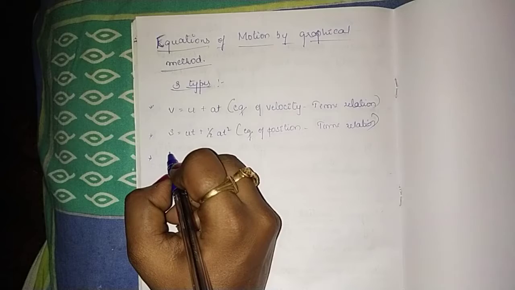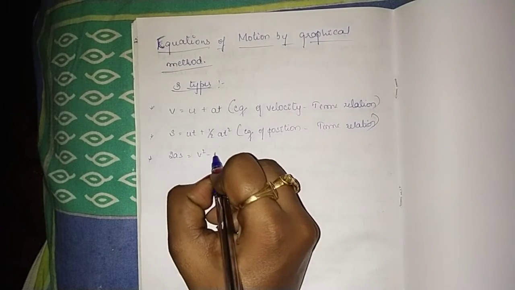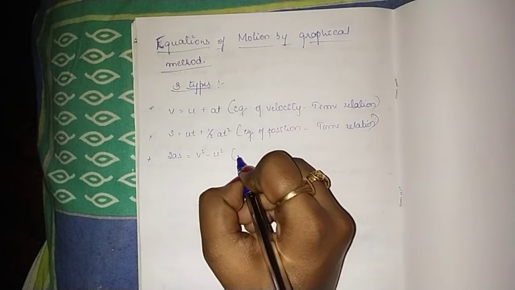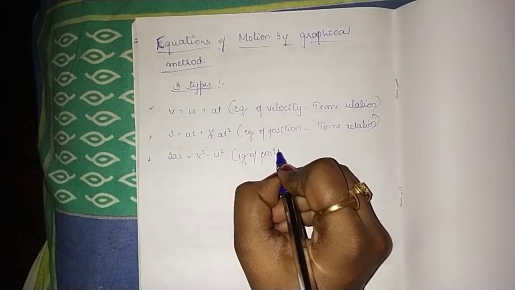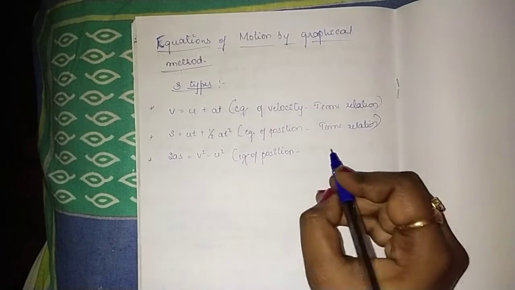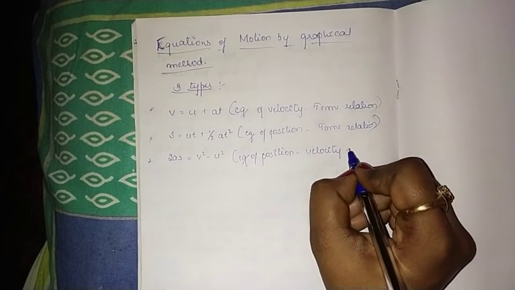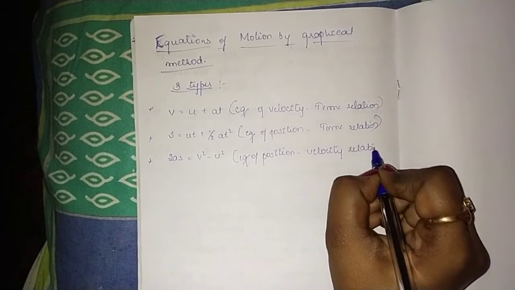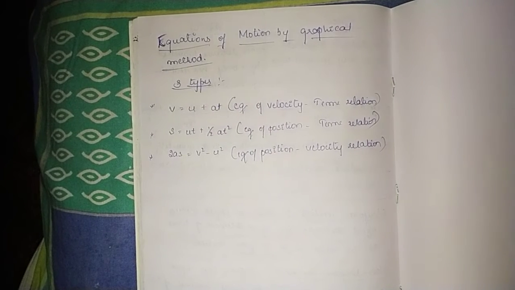And next we have 2AS equals V square minus U square, that is the equation of position with velocity relation. So these are the three equations that we have.